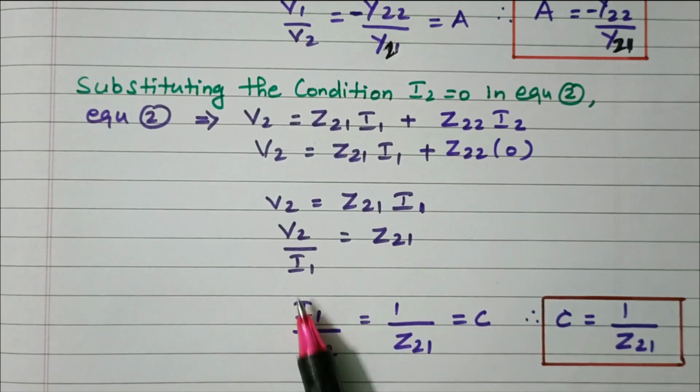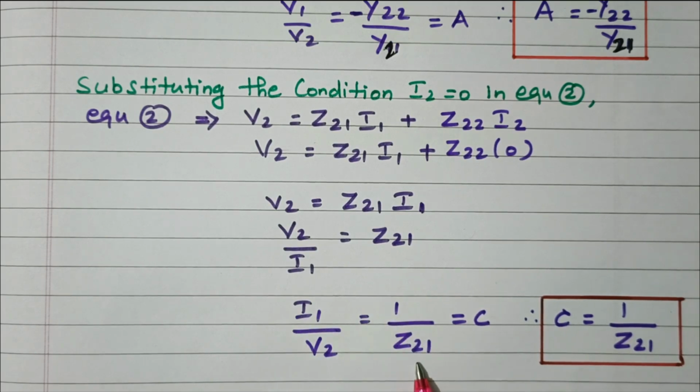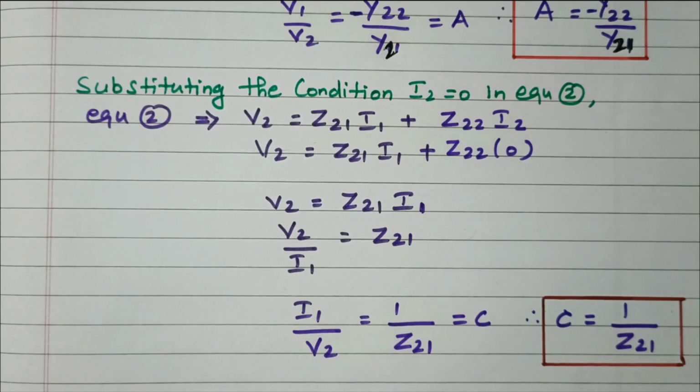So I1 by V2, take the reciprocal: I1 by V2 is 1 divided by Z21. This 1 divided by Z21 is nothing but the parameter C. So C equal to 1 divided by Z21. Now C is expressed in terms of Z parameter. Now we'll go to C in terms of Y parameter.